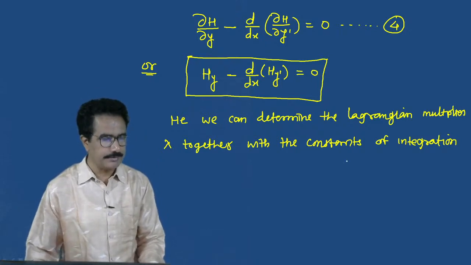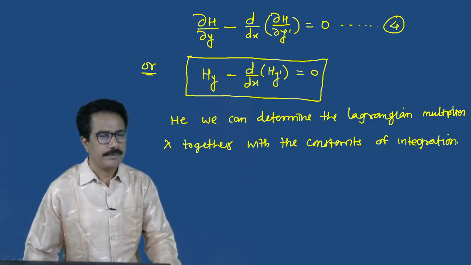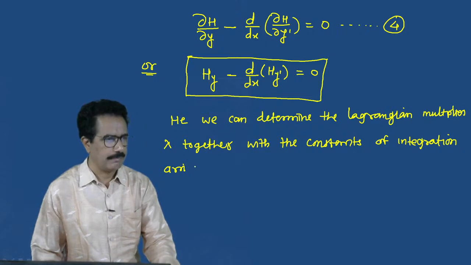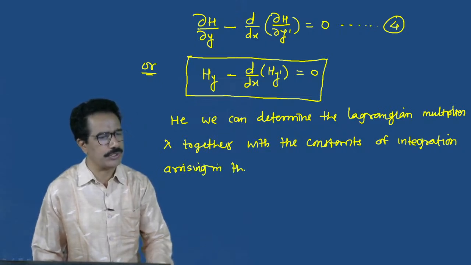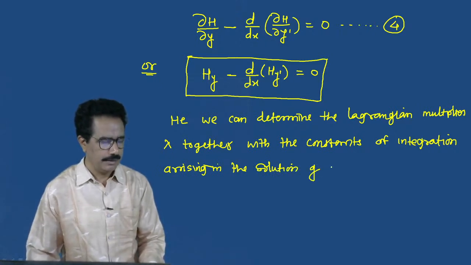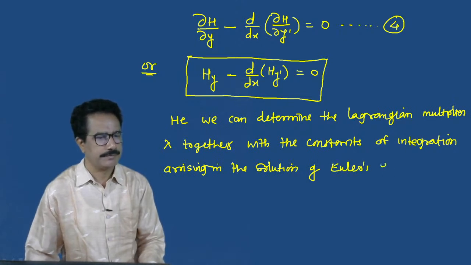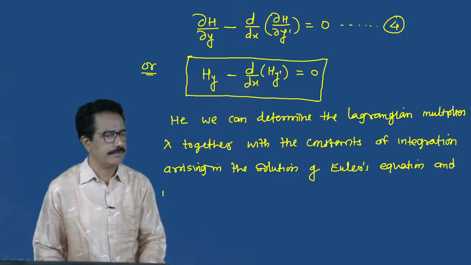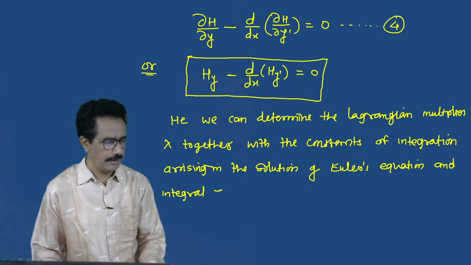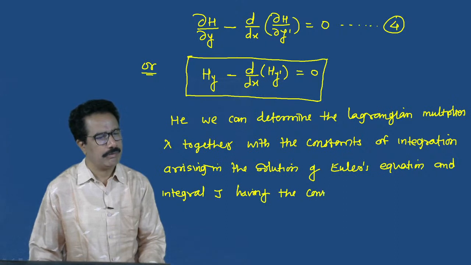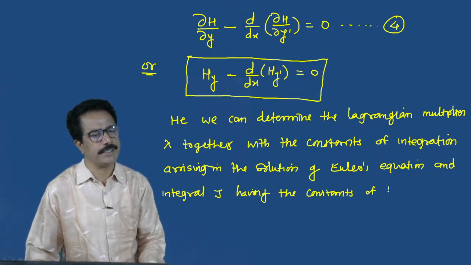Integration arising in the solution of G, that is Euler's equations, and integral J having a given constant value. Constant of integrals.